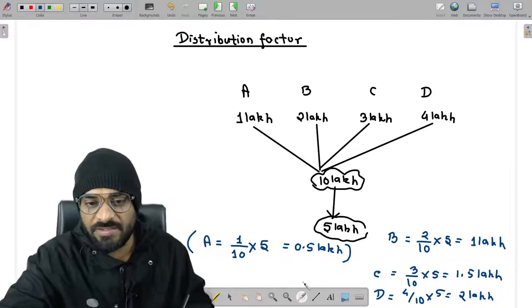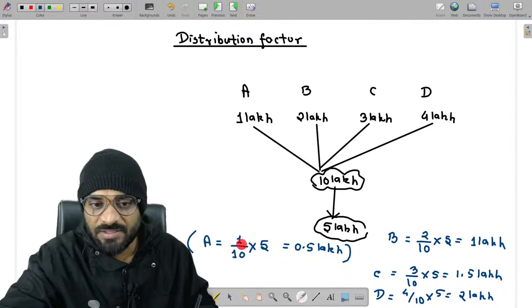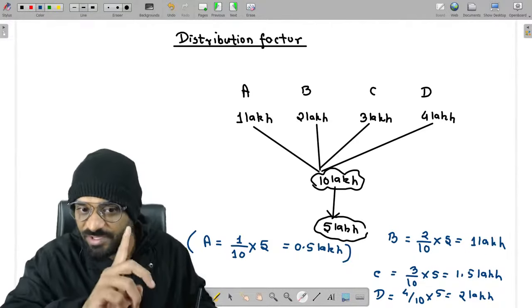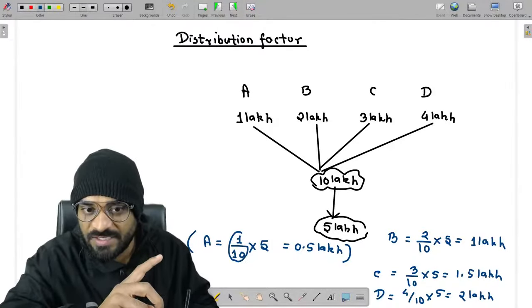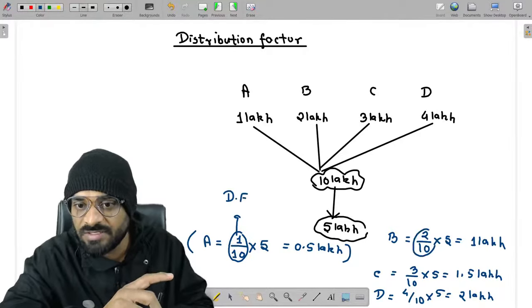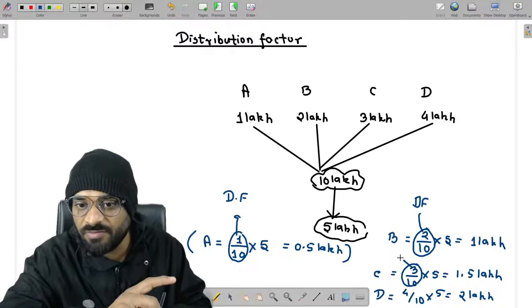Now tell me, guys, what is this? This is basically a distribution factor. Listen carefully. This is nothing but our distribution factor. This is our distribution factor for B. This is distribution factor for C. This is distribution factor for D.